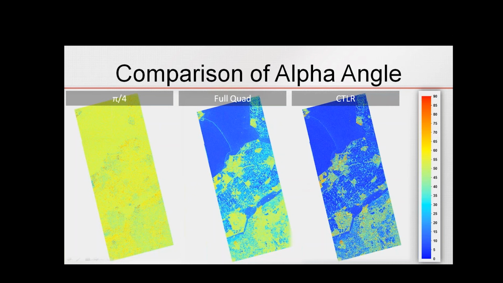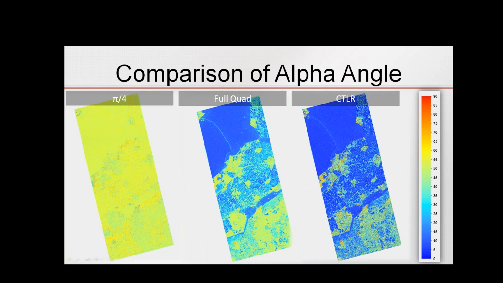So looking at the second decomposition parameter, alpha angle, the first thing everyone notices is the very bright pi over 4 scene. Basically, the bulk of the values for that scene range between 50 and 70 degrees. So clearly the pi over 4 configuration is not ideal in this circumstance.